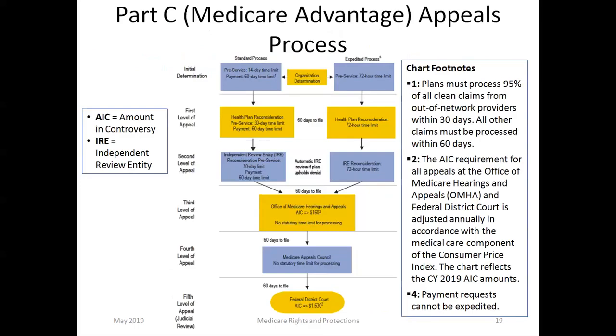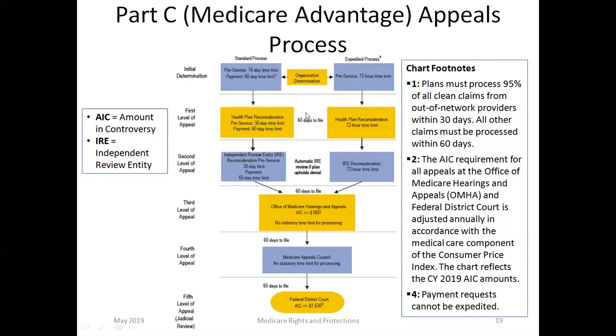So here's the appeal process for Advantage plans. It's a little bit more complicated. There's still 5 levels of appeal, but it starts with, of course, the initial determination. There is the 14-day time limit, the 60-day time limit for payment, or Part B RX is a 72-hour time limit. Of course, on one side you've got the expedited and the standard, and on the other side you've got the expedited. So they've got 14 days to determine.